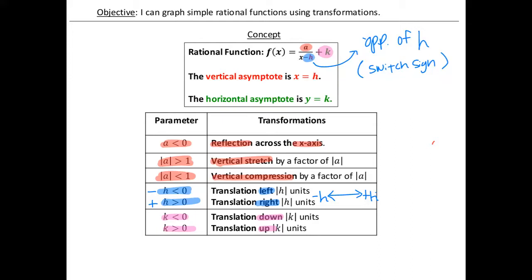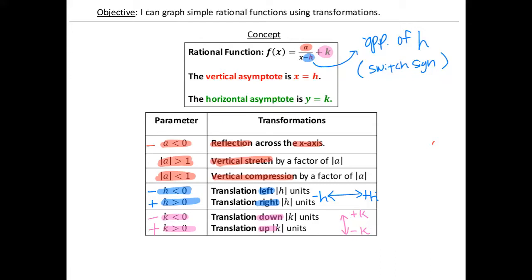Likewise with our K value, if K is negative, we go down. Positive, we go up. So we can draw our arrows going up and down. Positive, we go up. Negative, we go down for K. And then this here means if A is negative, then we are going to flip it across the x-axis.